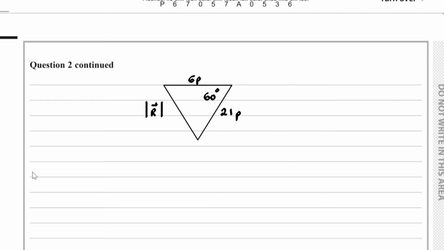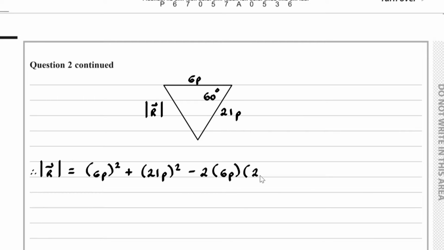So, we've got the magnitude of r, which is equal to, well, I've got 6p all squared plus 21p all squared subtract 2 multiplied by 6p multiplied by 21p multiplied by the cosine of 60 degrees.